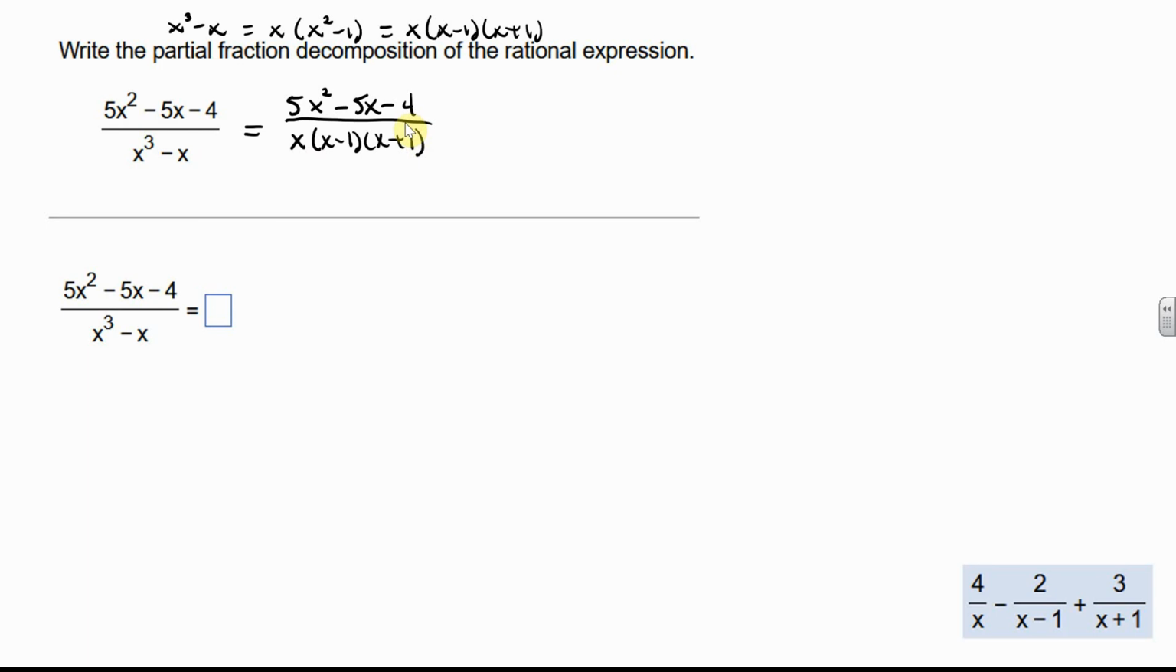Now they're all different roots, different factors, so we follow the previous steps that we just got through doing for those last two problems. So this would be, and I just set it up like this, a over x, and you can finish it plus b over x minus 1 plus c over x plus 1. And then everything else would follow, okay? The only difference with that problem is that denominator, you had to do some factoring, right? Had to factor that x cubed minus x. So we don't throw away factoring.